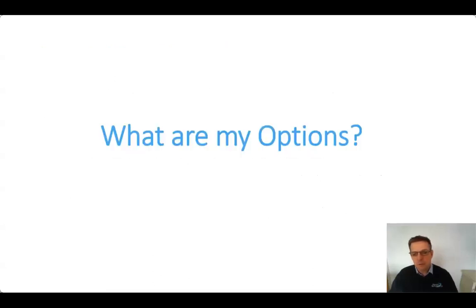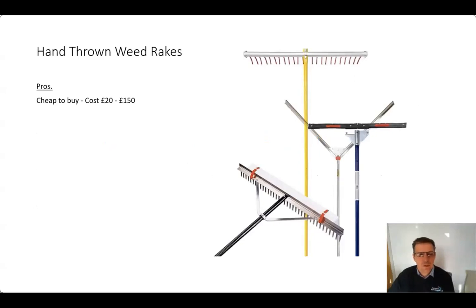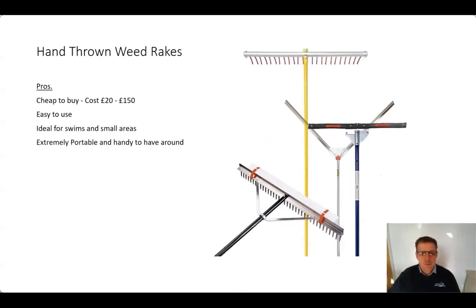What are my options? Hand rakes, cheap to buy, cost typically between 20 and 150 pounds. They're obviously easy to use and ideal for swims and small areas, but they are extremely portable and handy to have around. Downside is they're very labour intensive, can be time consuming with very little removed at the end of the day.